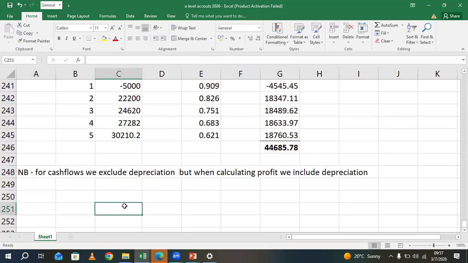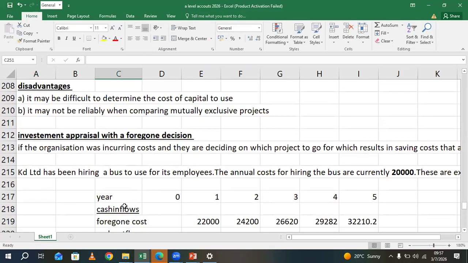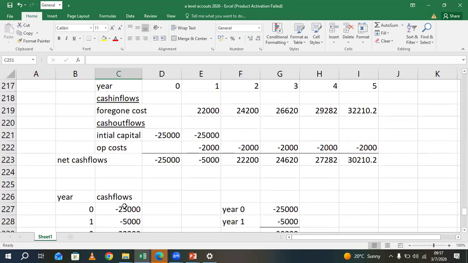Okay, so that's IRR for you, and also dealing with a foregone cost of capital. Next we are going to look at an exam type question with investment appraisal. Then after investment appraisal, the next thing we're going to talk about is standard costing and variances.